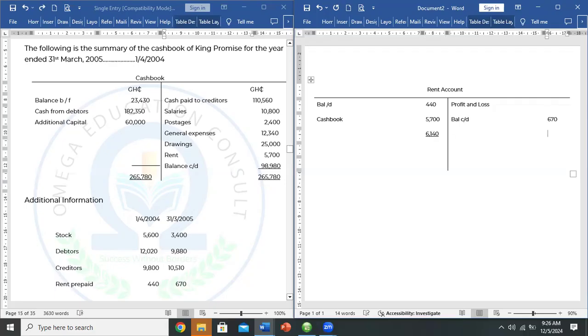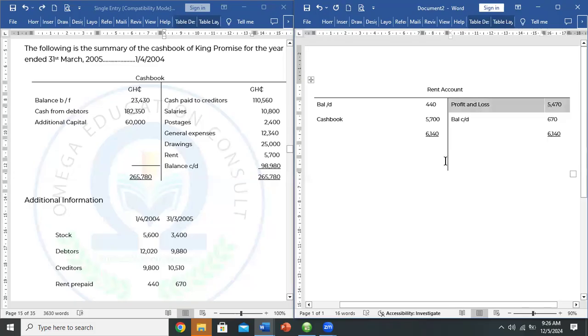Confirm the figure for me. Is the figure accurate? 5,700 plus 440. Yes, I think it should be 6,140. Yes. Then we less the 670 from it to see how much we are going to get. 5,470. Great. So that will represent the total rent to be taken to your profit and loss account as an expense.